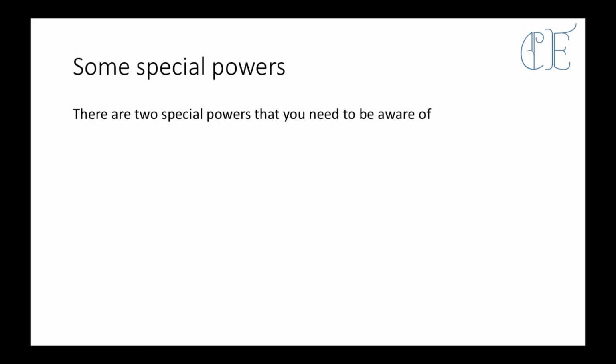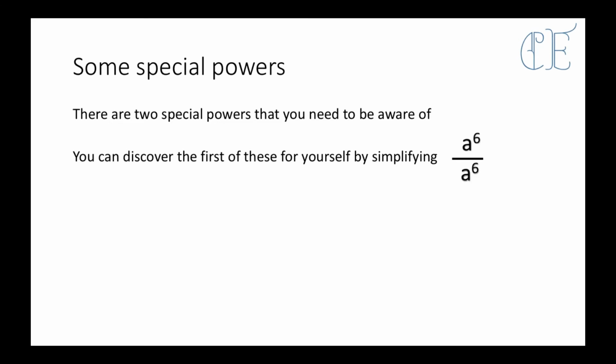Okay, so we have a few special powers that you need to remember, and these are rules that will come up, and they'll probably ask you a really simple question like, what's this? And you just have to write the answer. So these are ones that you need to learn. Okay, so first of all, you can discover one of them by simplifying. Okay, so for example, here we have a to the power of 6 divided by a to the power of 6. Well, you know when we divide, we take away, and that tends to give us a to the power of 0, okay, because 6 take away 6 is 0.